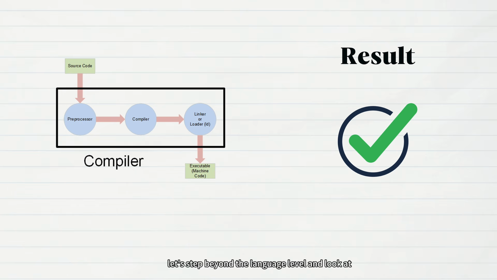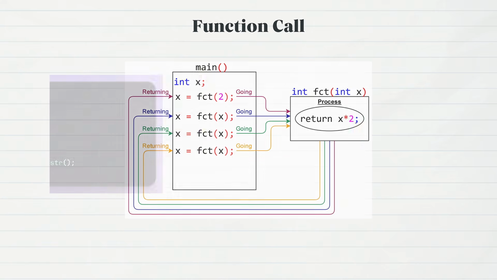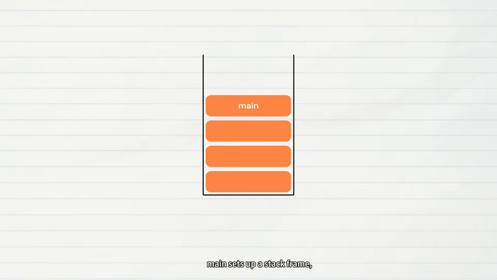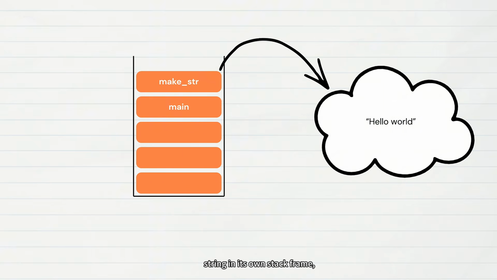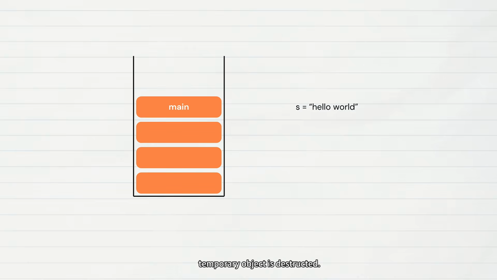With these basics in mind, let's step beyond the language level and look at the underlying function calling conventions. This is the hardware level foundation that makes RVO possible. The conventional function call stack logic that many imagine goes like this. Main sets up a stack frame, then calls make. Make creates a temporary string in its own stack frame and copies that temporary to a return value buffer. Main then copies the data from the buffer into the variable s. Finally, make's stack frame is destroyed and the temporary object is destructed. This sequence requires 2 memory copies and takes up extra stack space, the intuitive execution flow most people assume.